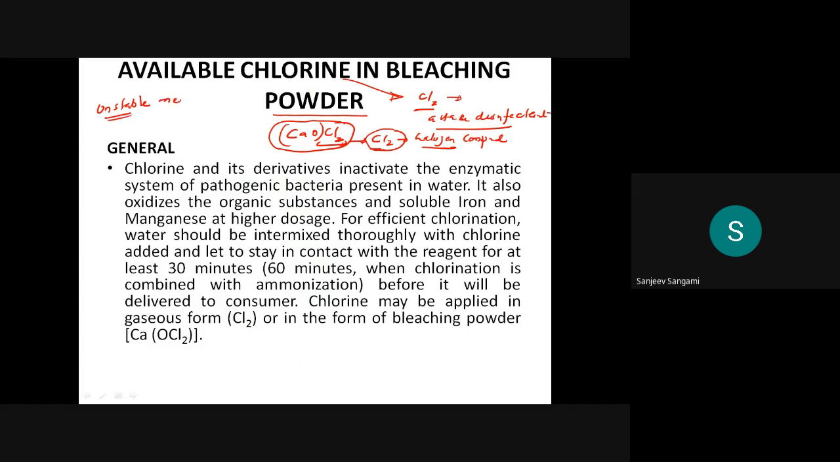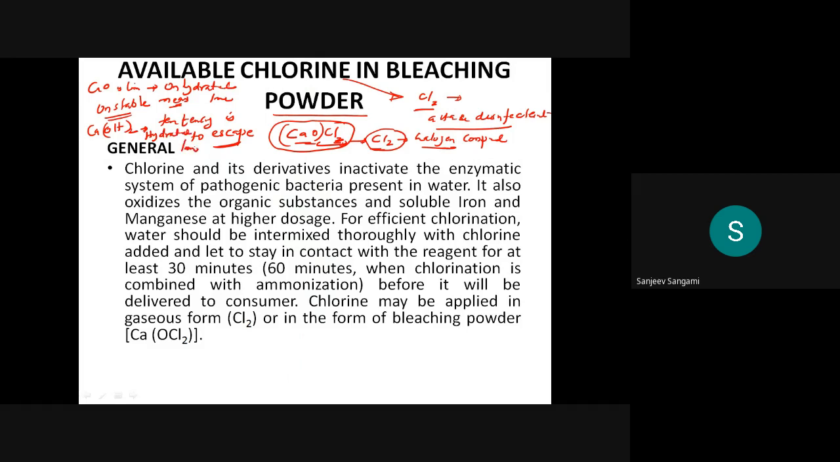Unstable means when you open this, the tendency is always to escape. Even the CaOCl2 is a combination of Cl2 and CaO. CaO is lime, which is unhydrated lime. Then Ca(OH)2 is hydrated lime.